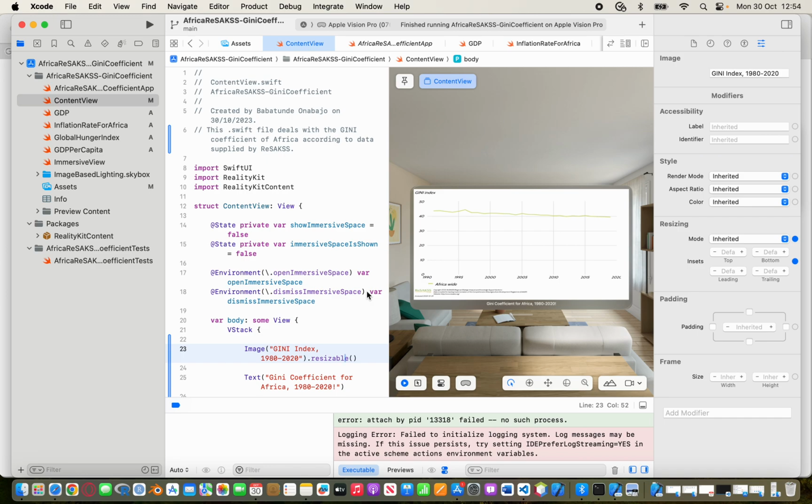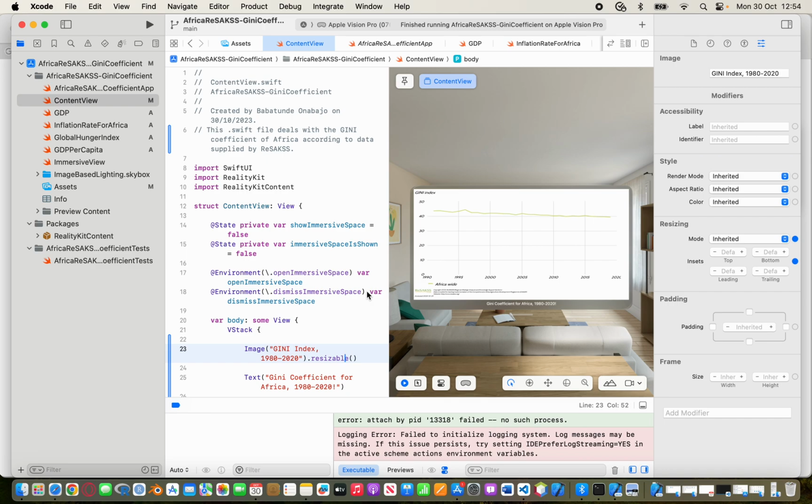With the Vision Pro headset, individuals can see things in virtual reality by wearing the headset. So I've decided to create this program so that you can see the various development indicators provided by ReSAKSS in virtual reality if you have an Apple Vision Pro headset. If you don't have one, that's not a problem because we can still see how it would look on a computer, as we are seeing right here. But if you have one, you can actually download this and see everything in virtual reality.